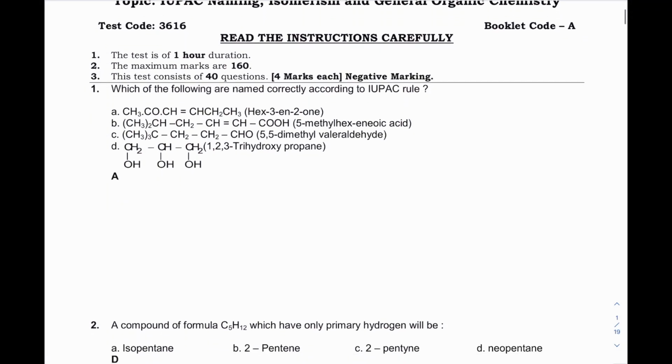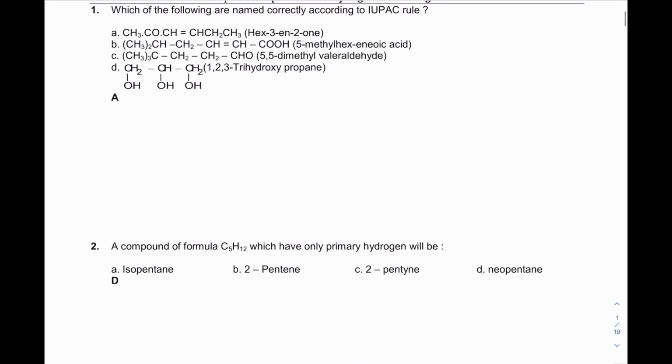Isomerism and GOC. First question: which of the following are named correctly according to IUPAC rule? First one is 1, 2, 3, 4, 5, 6. It is hex-3-yn-2-one. It is correct. And the second one, first mistake is no position is given. Second is E and E. There should not be this E. So B is wrong.